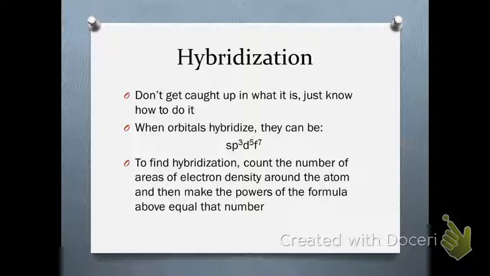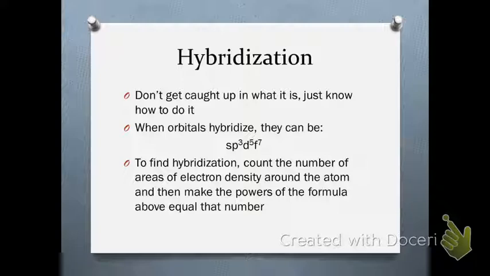This topic is really dense, so we're going to glaze over it because really AP doesn't go in depth on it. You just have to know how to do it, not what it means. And so when orbitals hybridize, this is the maximum they can be. They can be S with a power of 1. Notice that's an understood 1. P3, D5, F7.